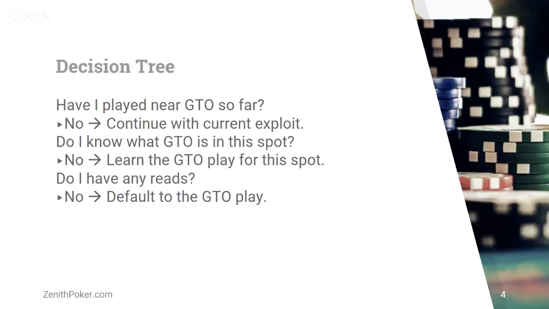So for the first question, when you say play near GTO so far, is that just overall in the match? No, in the game tree that you have, right? You've been dealt the cards. Say you're on the river. Have I played GTO up into the river? Right. It's got nothing to do with other hands that you might have played. Okay. Now I get it. It's only in this specific hand, in this specific tree. So it's in the decision tree.